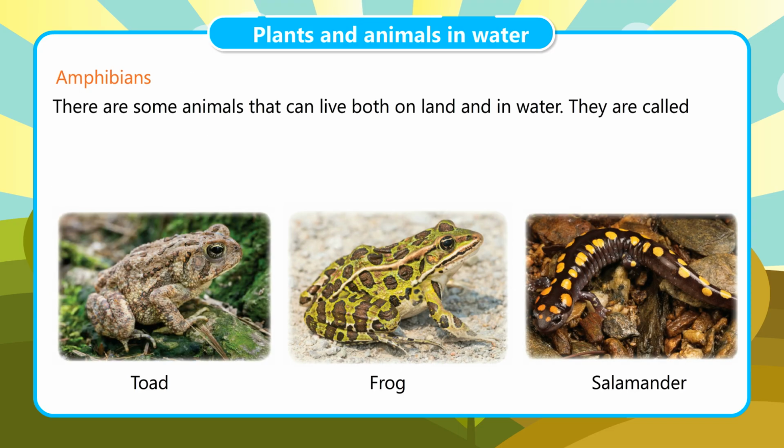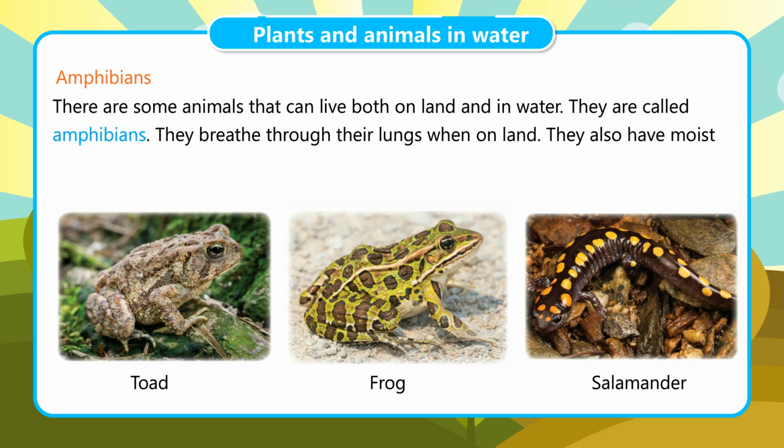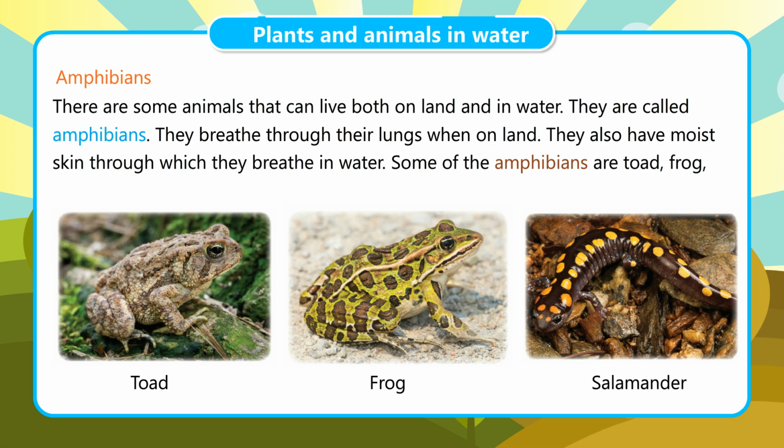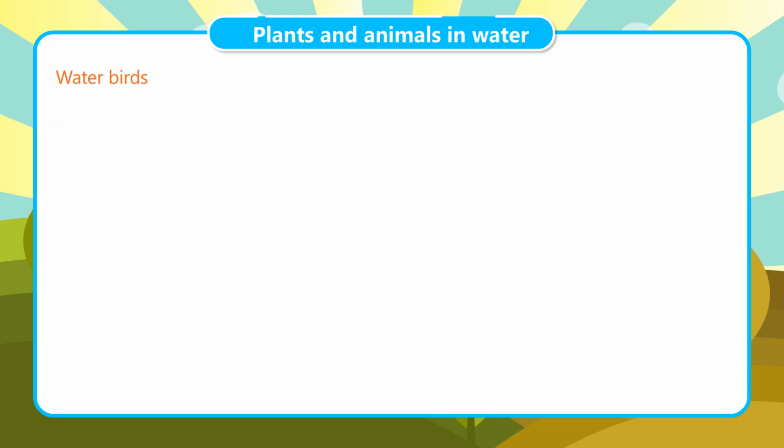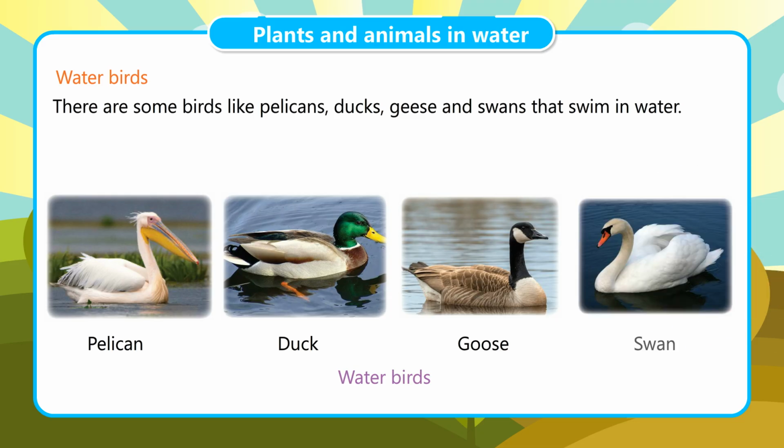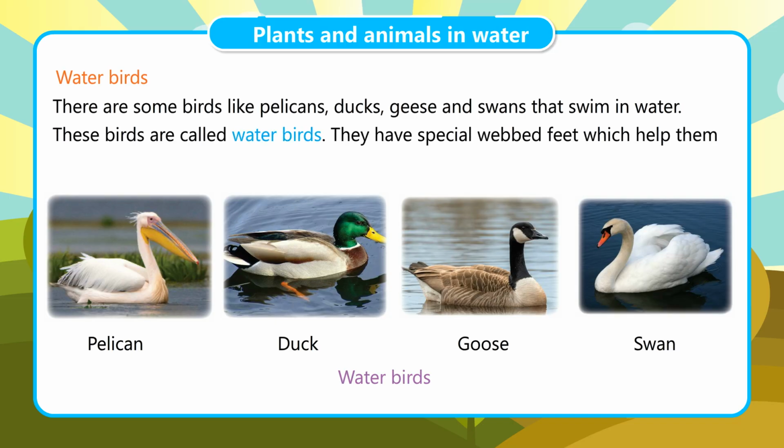Amphibians. There are some animals that can live both on land and in water. They are called amphibians. They breathe through their lungs when on land. They also have moist skin through which they breathe in water. Some of the amphibians are toad, frog, and salamander. Water birds. There are some birds like pelicans, ducks, geese, and swans that swim in water. These birds are called water birds. They have special webbed feet which help them to swim in water.